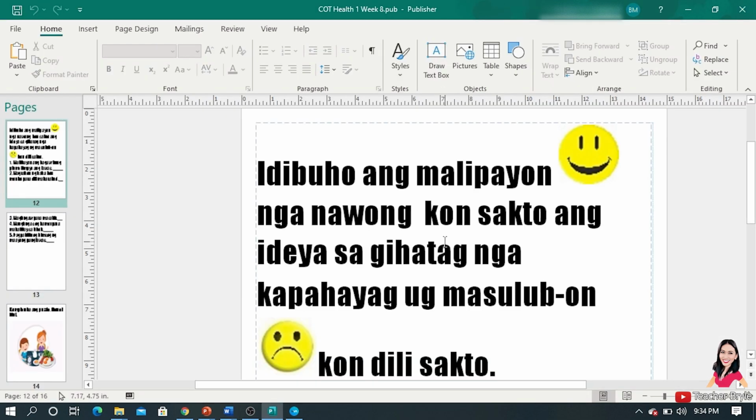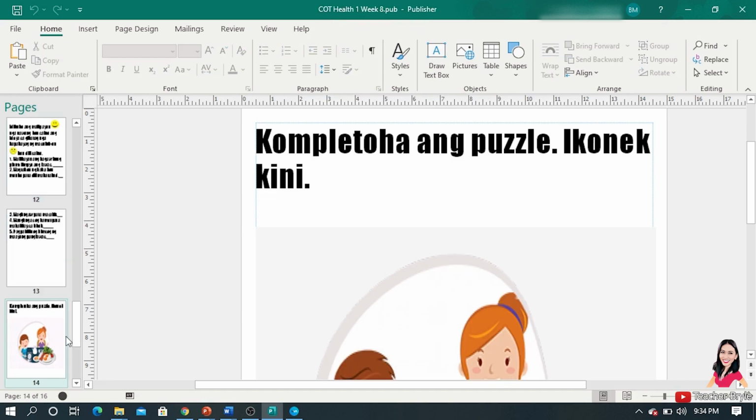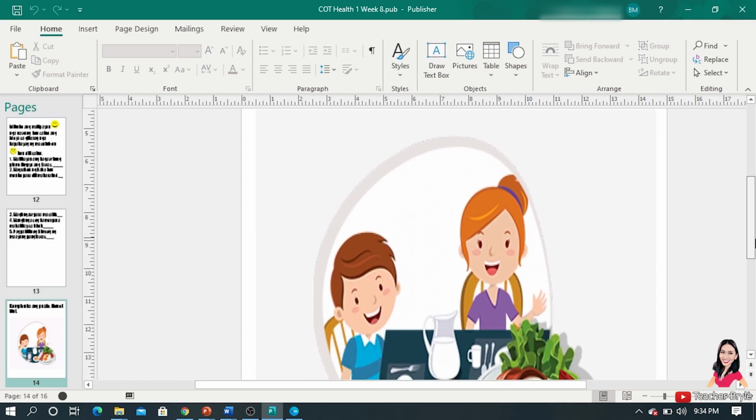So here are the learning materials that I used. This is for group 1 activity. And then for group 2 activity, complete the puzzle, connect it.